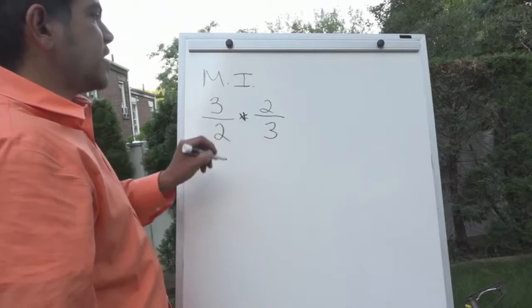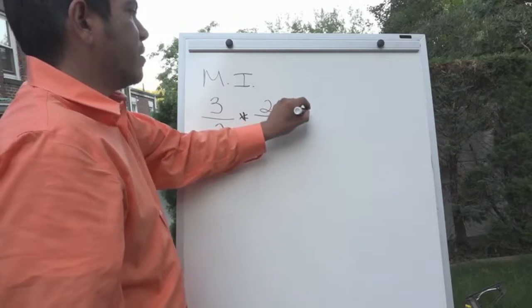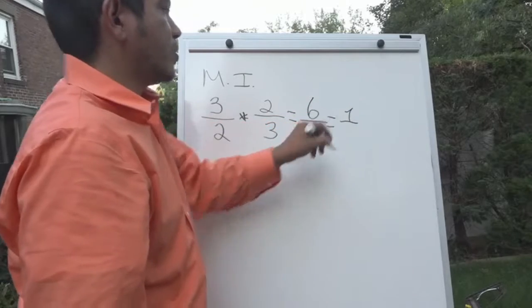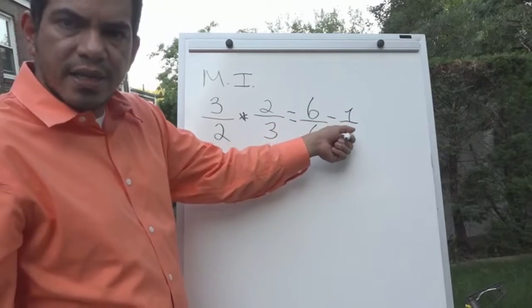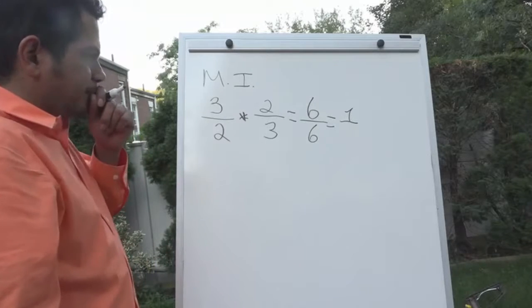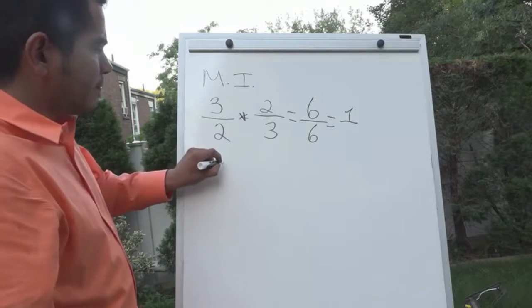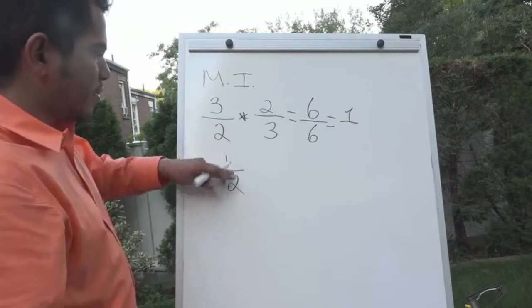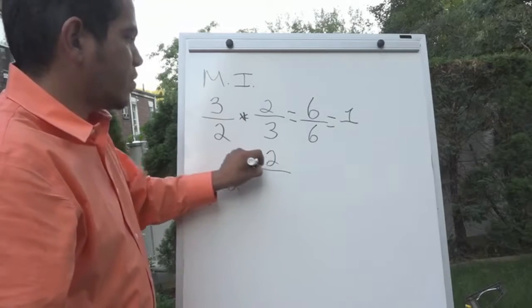Now we're talking about multiplication. When you multiply this number, you get 6/6, which is 1 whole. Okay, 1 is the identity element of multiplication. Very good. All right. If I want the multiplicative inverse of 1/2, then I use the reciprocal. So that will be 2/1.